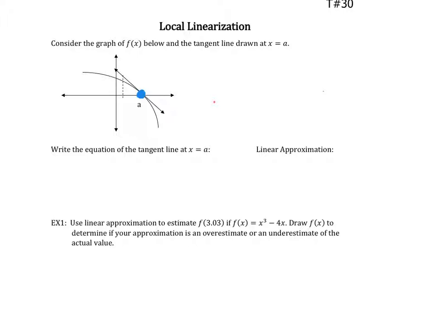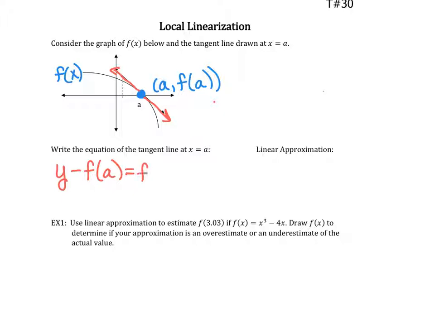If this is the point a, f of a, because this graph right here is f of x, and I ask you to write the equation of the tangent line at that point, the equation of this red line right here, you'd say: y minus the y-coordinate of that point is equal to the slope of that red line. What's the slope? That's the derivative at a. That's what a derivative is, right? The slope of the tangent line. And then x minus a.